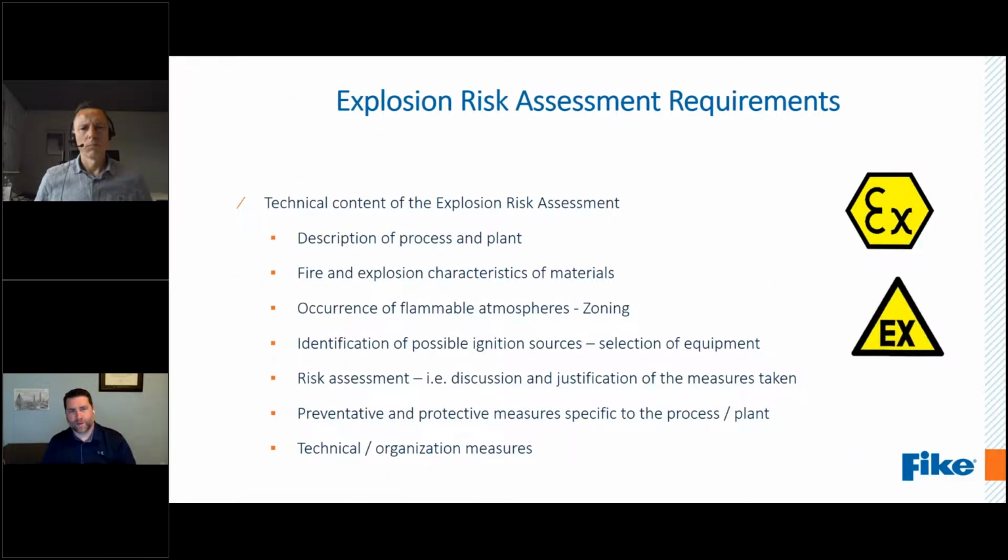So you've got the technical content requirements for an explosion risk assessment, being that description of the process and plant, the characteristics of the materials, that zoning, the identification of your ignition sources, and most importantly, the risk assessment and discussion and justification of measures taken, your protective and preventative measures, and your technical organizational measures. What my example is going to go through is how we do a risk assessment at Fike. It could be a little different than what you're doing.